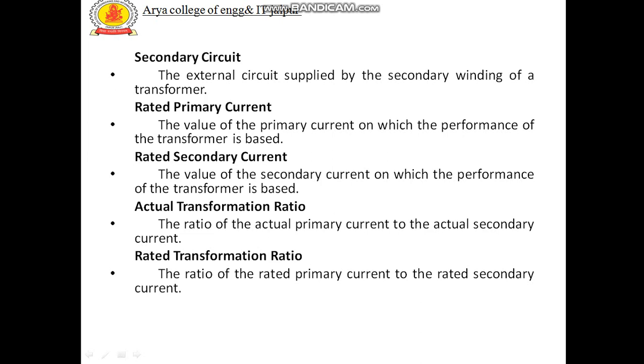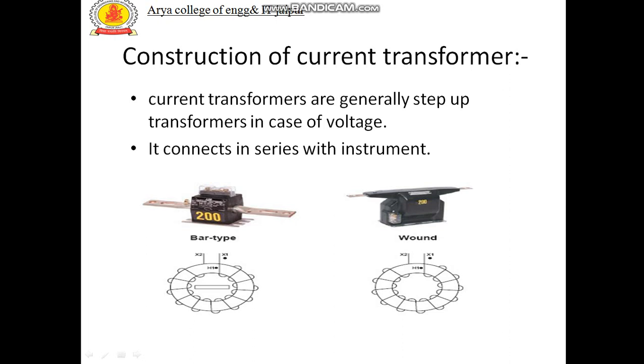Rated primary current, the value of the primary current on which the performance of the transformer is based. Rated secondary current, the value of the secondary current on which the performance of the transformer is based. Actual transformation ratio, the ratio of the actual primary current to the actual secondary current. Rated transformation ratio, the ratio of the rated primary current to the rated secondary current.